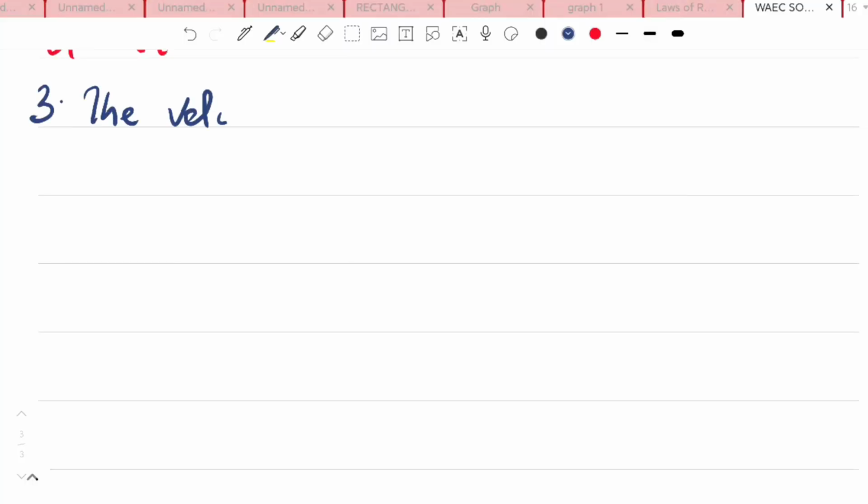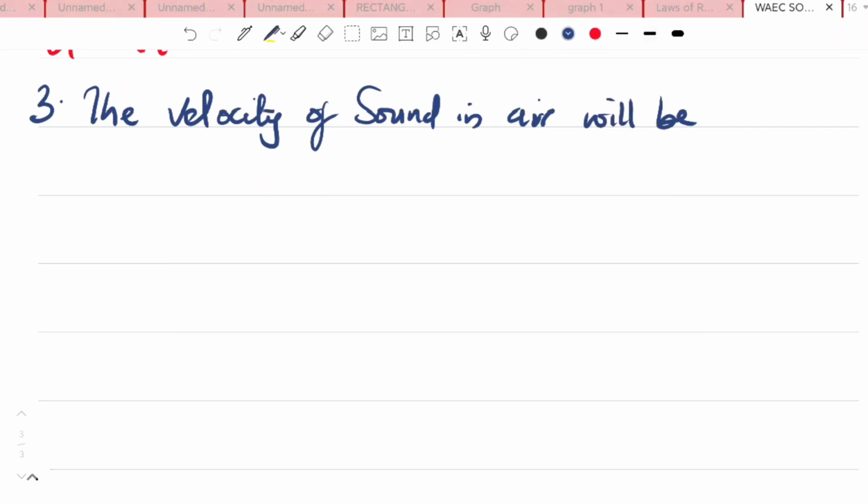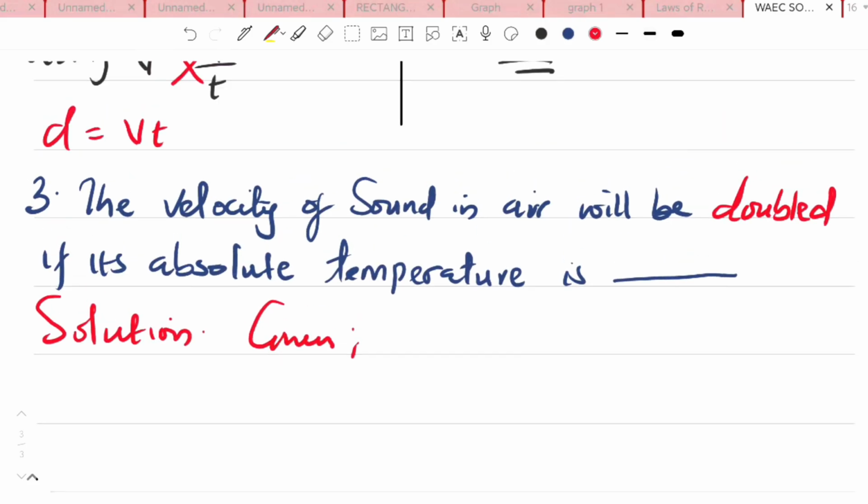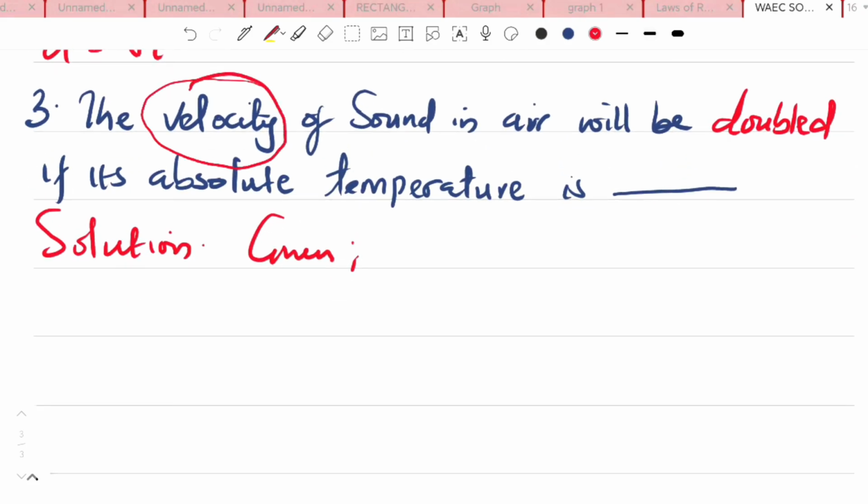Guys, here's another question. The velocity of sound in air will be doubled if its absolute temperature is given to be unknown. So, solution. What are the given parameters from here?